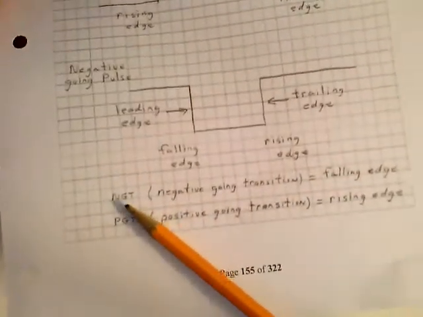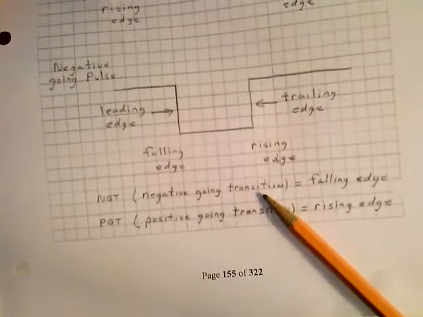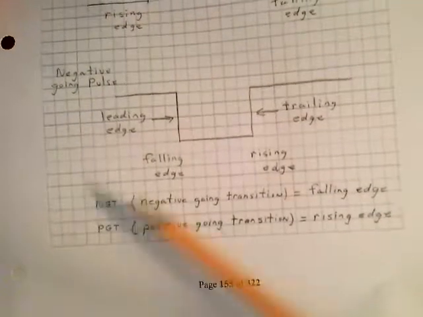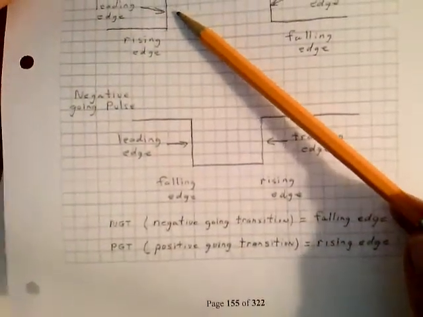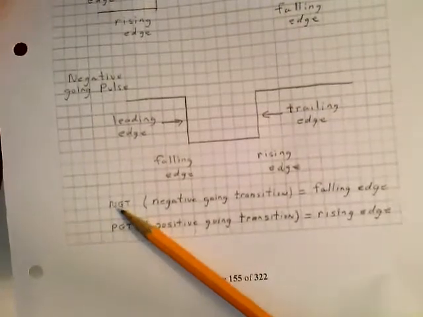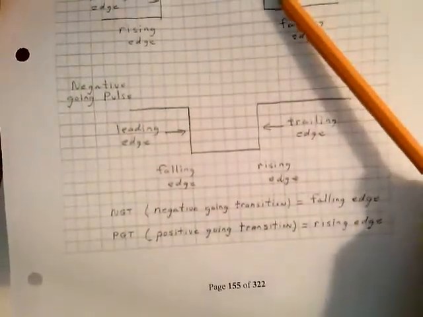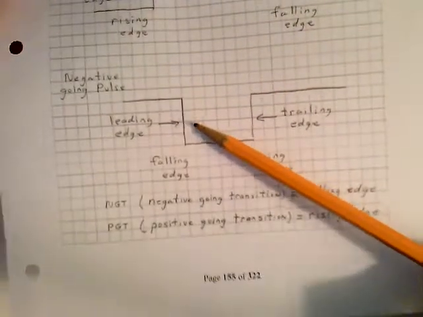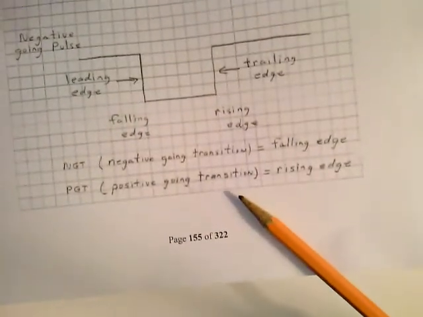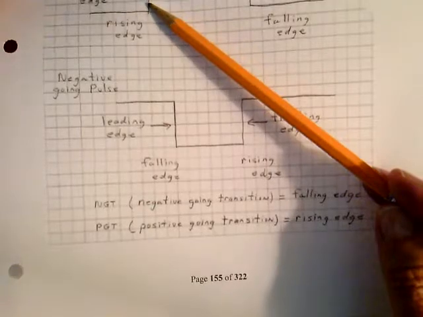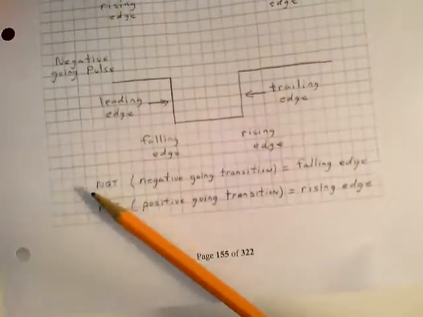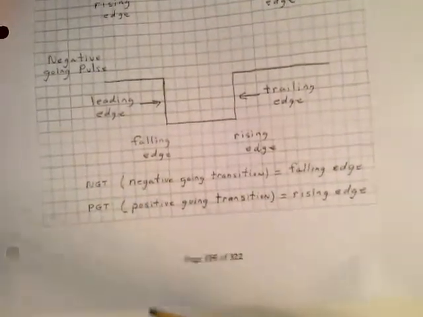In the book, you'll see something called NGT. It's a negative going transition. Okay, so it's always the falling edge. So the NGT on this positive going pulse up here is right here. I'm sorry, the negative going transition in the positive going pulse is right there. In the negative going pulse, it's the leading edge right here. And the PGT, which is the positive going transition, is the rising edge up here, and it's the trailing edge down here. So just make sure you understand what they mean by NGT and PGT.